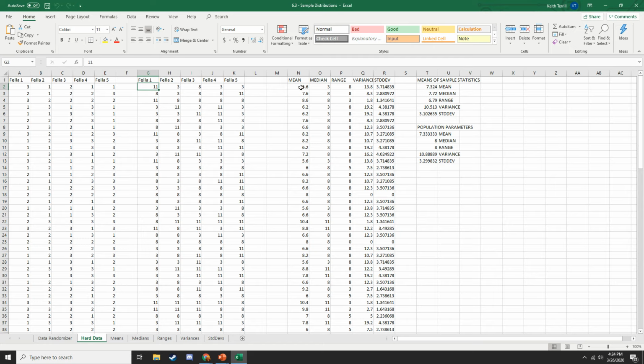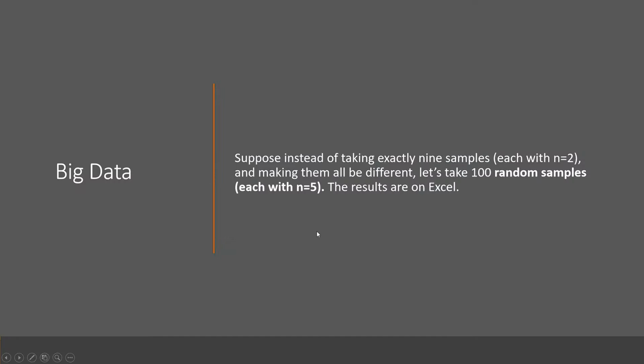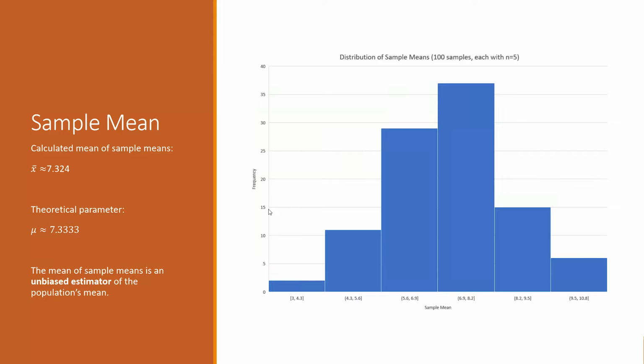So let's see here. I do it for every single sample. I find the mean of each sample, etc. And then I do the mean of those statistics. And all of those things are about to be graphed, and we'll see how it looks. First things first, let's look at the sample means. I have, again, 100 means here, and they do form a nice bell curve. How about that? And if I take the mean of those means, I get 7.3. The parameter mu is 7.3, like we found.